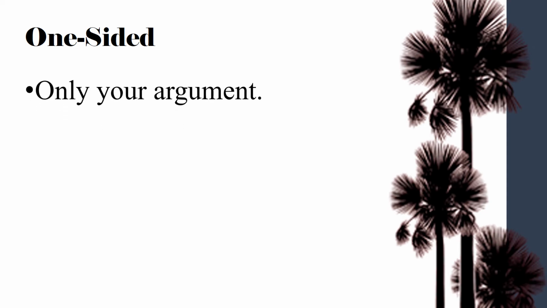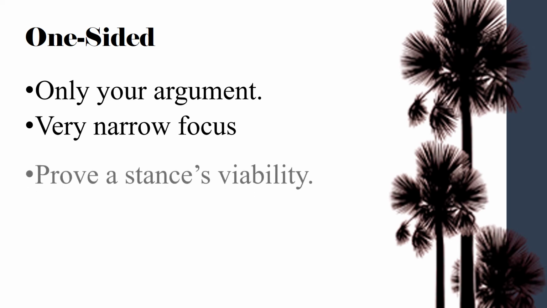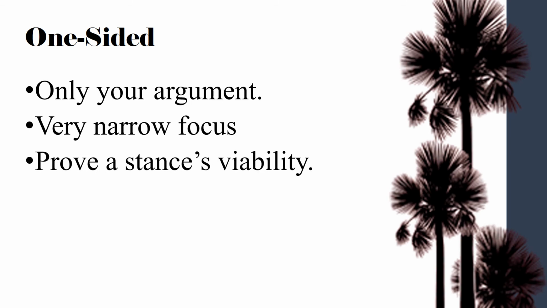A one-sided argument is the narrowest form of argumentation. You only address your argument or position. You do not address other positions, even if you are contrary to some of them. Thus, a one-sided argument has a very narrow focus. This may be useful, however, if you want to prove a stance's viability. You are not replacing one stance with another, simply showing that your position is possible. For example, showing that the discourse can go further in a particular direction.